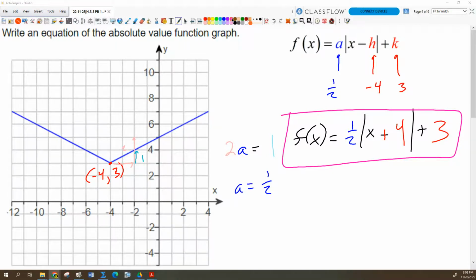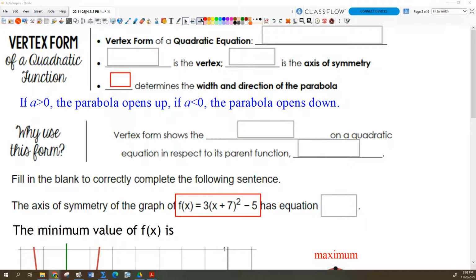So now we graduate to quadratic functions. Okay, but it's no harder. It's the same stuff, just a slightly different parent function. So what's vertex form of a quadratic? That's wrong. It should be quadratic function, not equation. It's wrong on yours, but it's right on ours. So what is vertex form of a quadratic function?